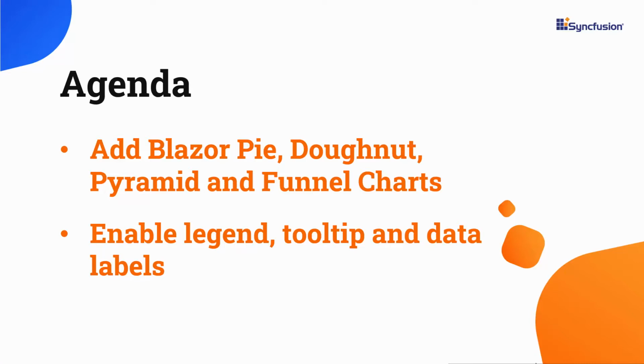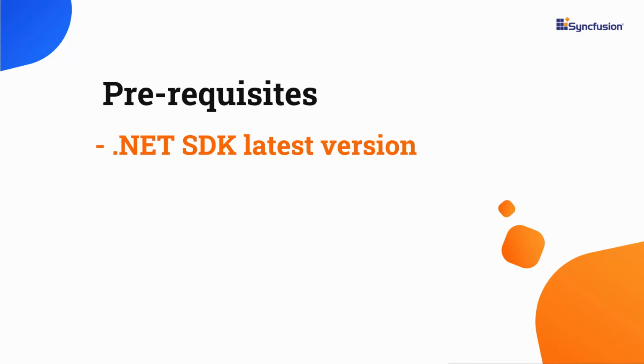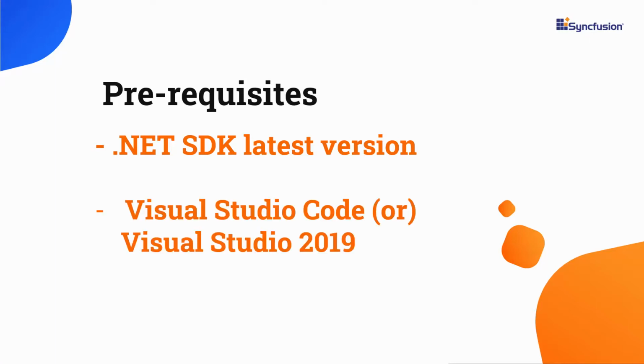First, I will start with the Blazor application creation process. For that, I need to make sure the .NET Core SDK 3.1.3 or a later version is installed in my machine. I should also have Visual Studio Code or Visual Studio 2019 to create a Blazor application. In this tutorial, I am going to create a new Blazor WebAssembly app.